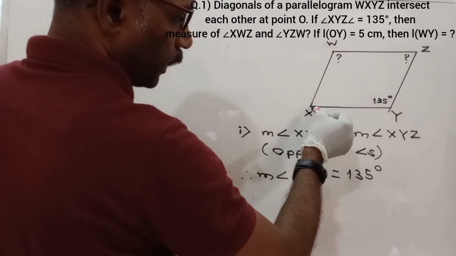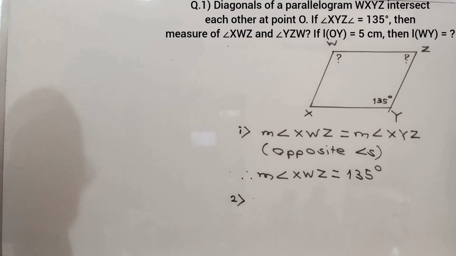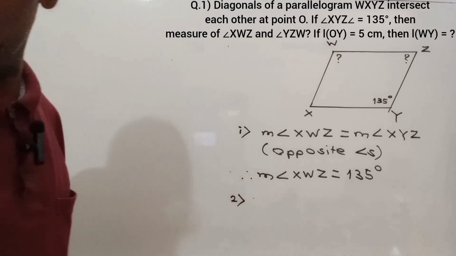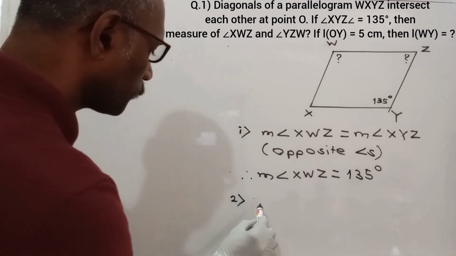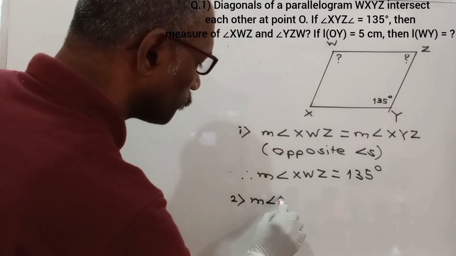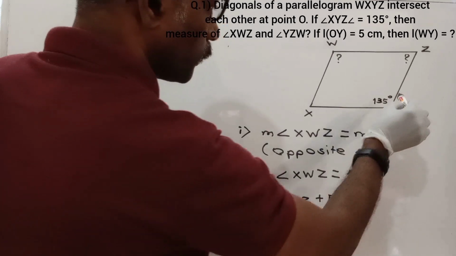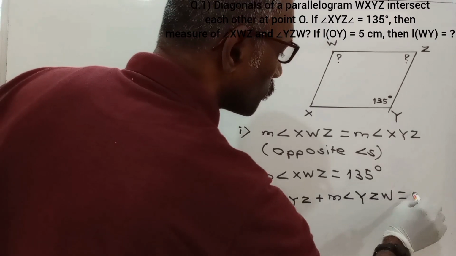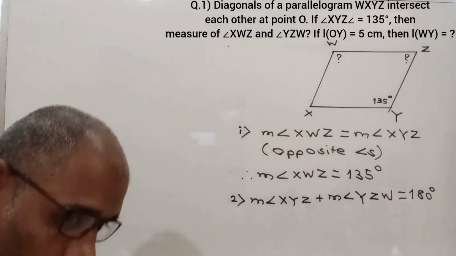Now, second, see this. Angle XYZ and angle YZW are adjacent interior angles of the parallelogram, and those are supplementary. Therefore, we write here, measure angle XYZ plus measure angle YZW is equal to 180 degrees. Did you get it?